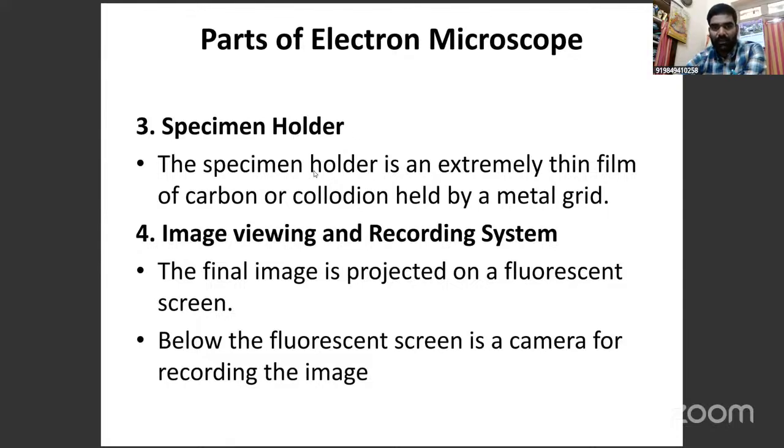The specimen holder or sample holder. The specimen holder is an extremely thin film of carbon or colloidal held by a metal grid. The sample holder is made up of carbon. Okay, image viewing and recording system.